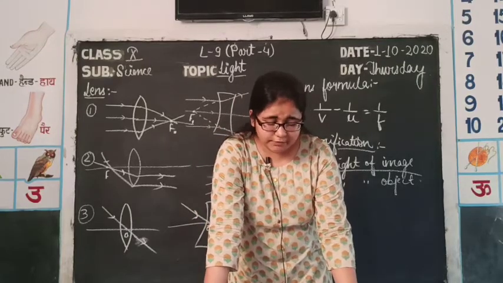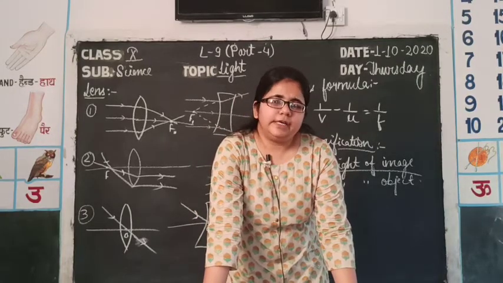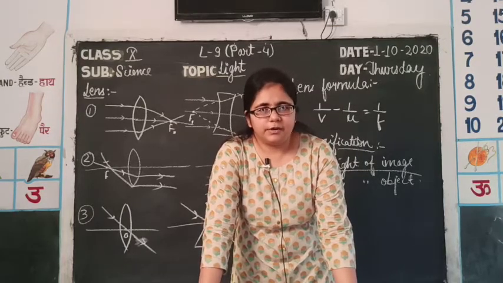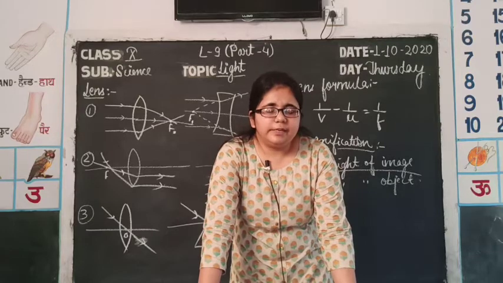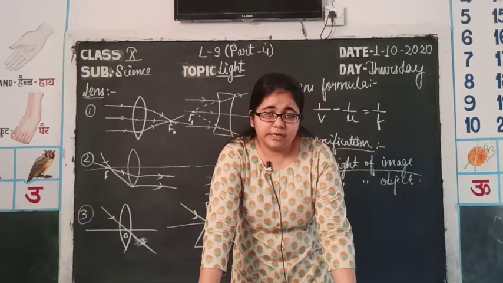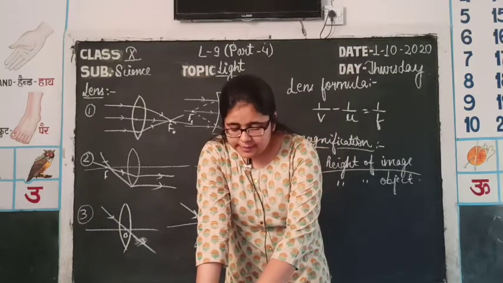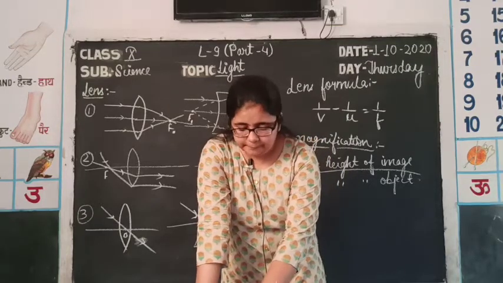Third one is, when the object is at the center of curvature, then the image will be formed on the second center of curvature. That image will be similar in size to the object and will be real and inverted. This figure is explained in 9.31b.